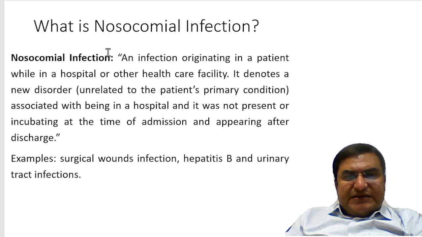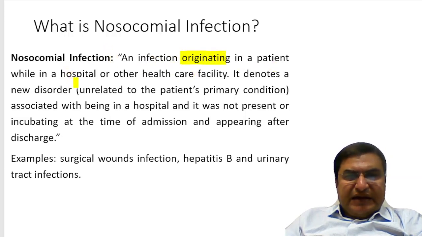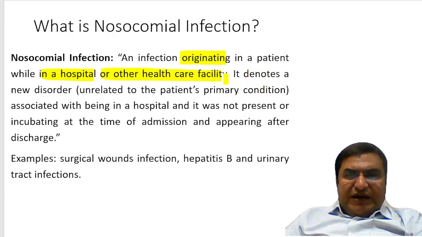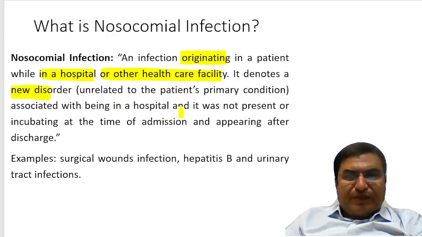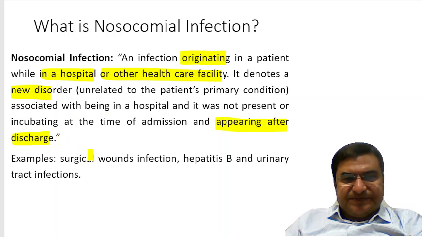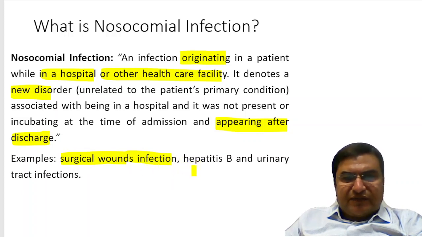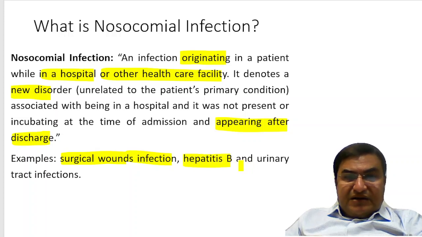Next important definition is nosocomial infection. What do you understand by nosocomial infection? Infection originating in a patient in a hospital or other healthcare facility. We need to remember that it denotes a new disorder which was neither incubating nor present at the time of admission, and it appears after the discharge. So what are the examples? Surgical wound infection. The most common is surgical wound infection, the nosocomial type of infection. Hepatitis B can be there, or urinary tract infection related to the catheter.